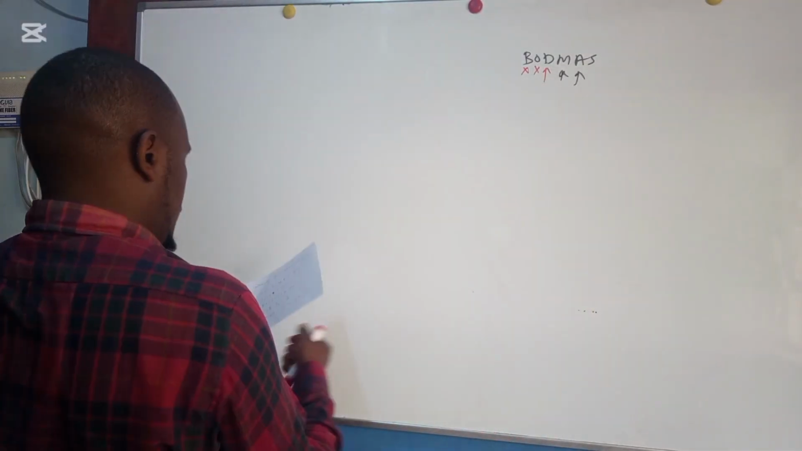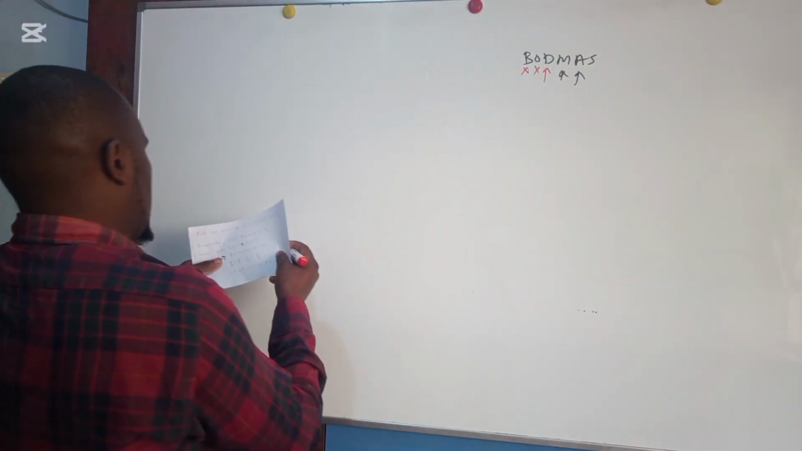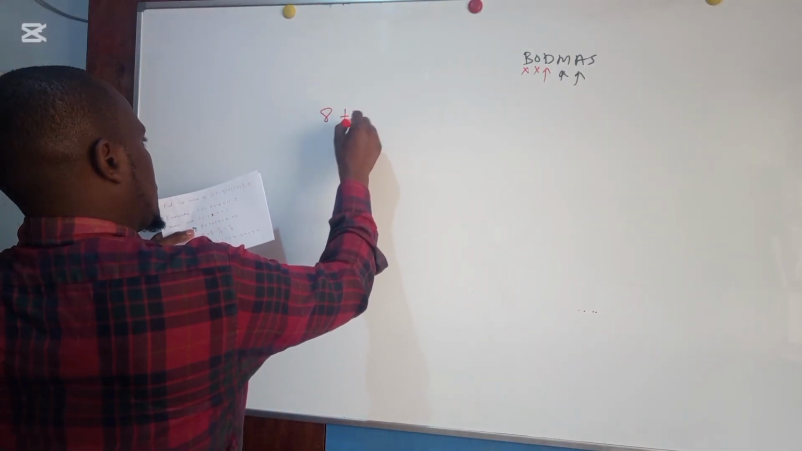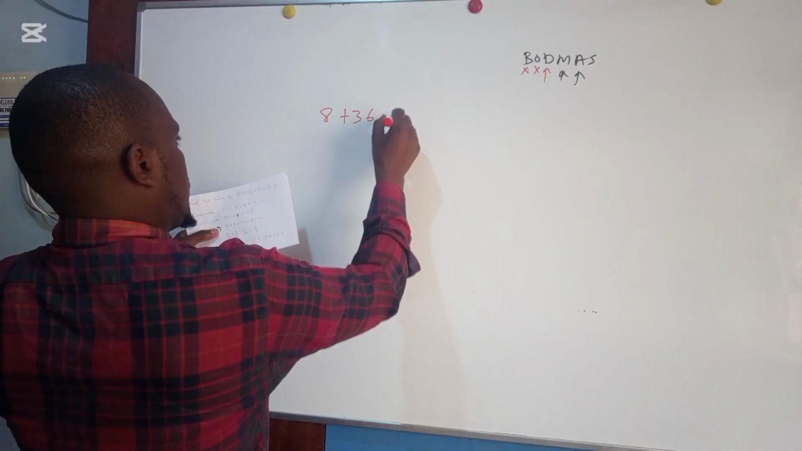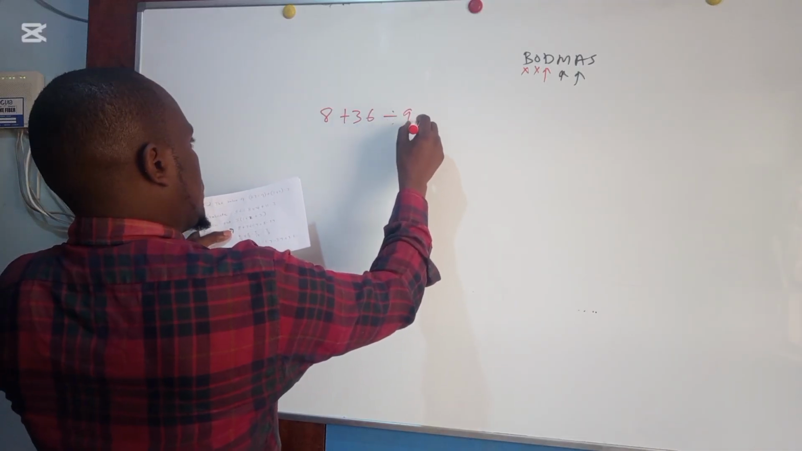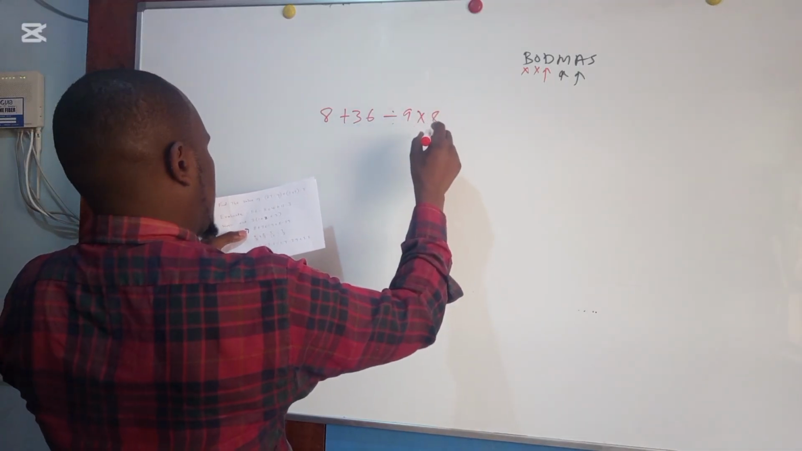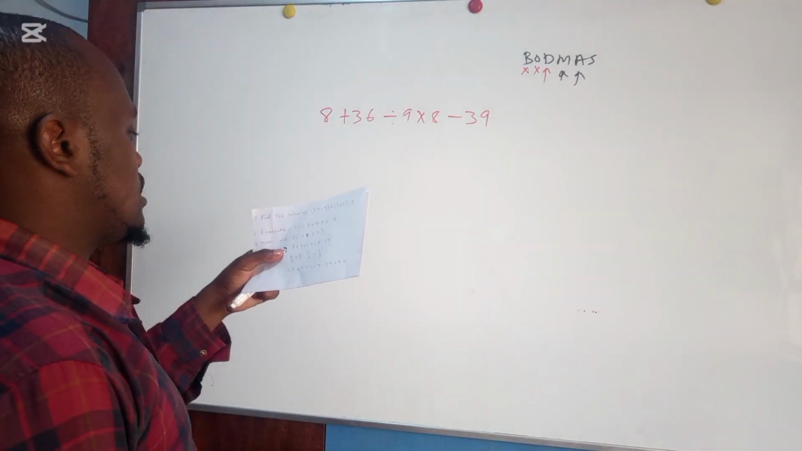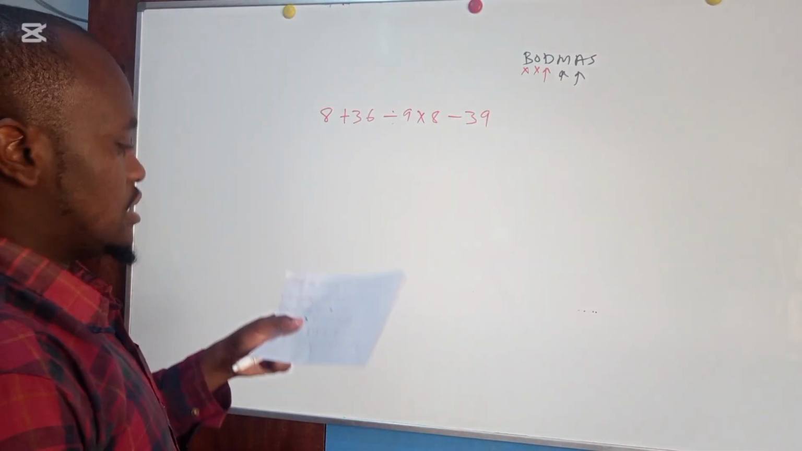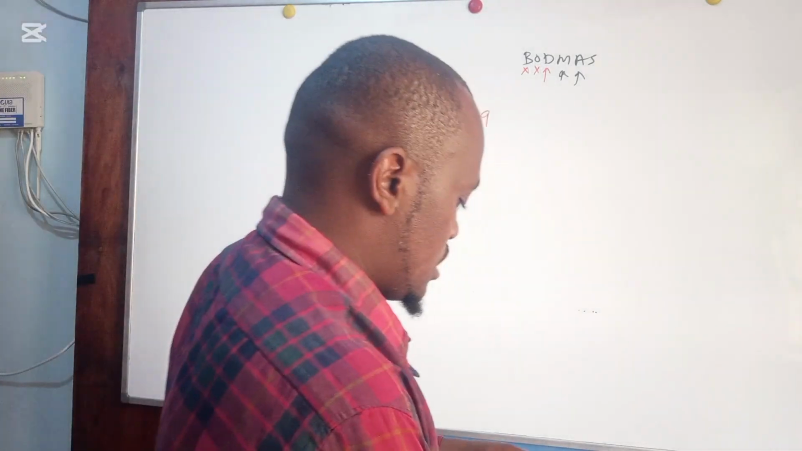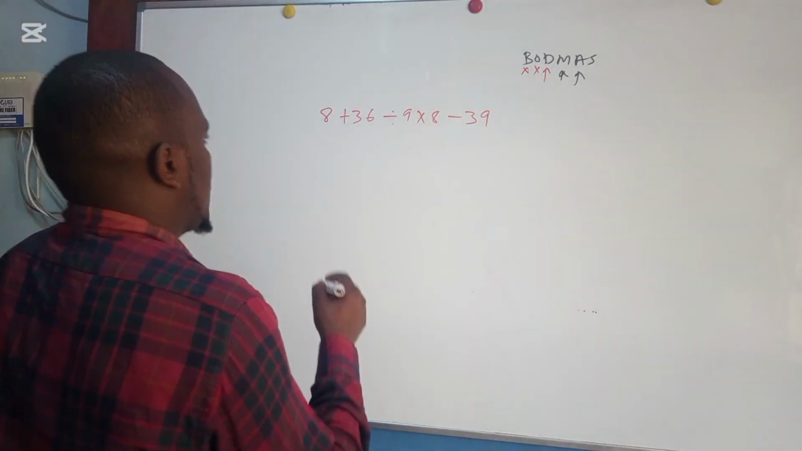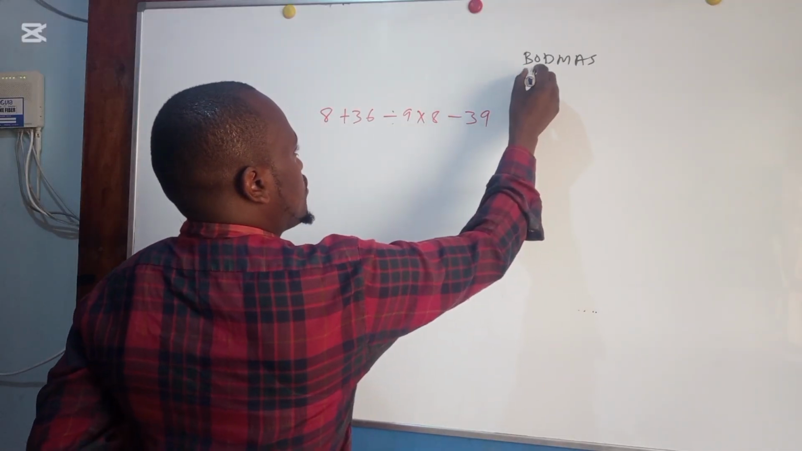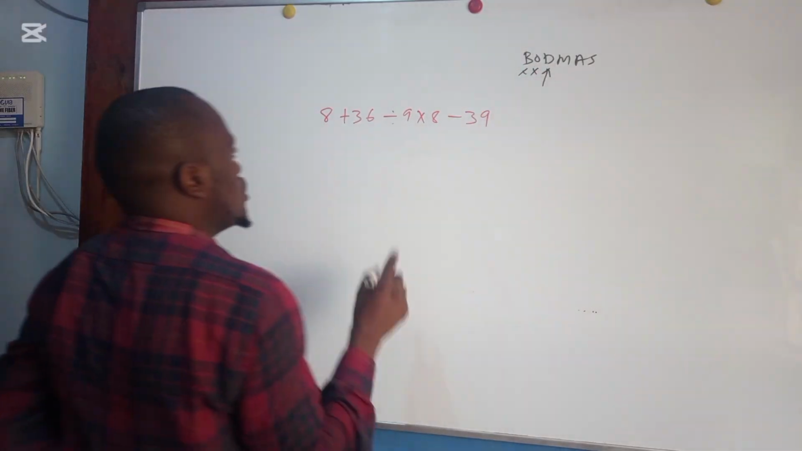This is 8 plus 36 divided by 9 times 8 minus 39. 8 plus 36 divided by 9 times 8 minus 39. So this is what I was saying. Do not rearrange and say, do we have brackets? No. Do we have of? No, but we have division. Do not rearrange and say 8 divided by 9.